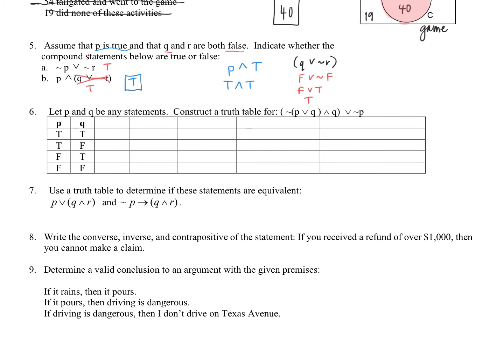All right, number 6. Let P and Q be any statements. Construct a truth table for... All right, so that's pretty elaborate. So we know that that's where we want to get. That's the end goal. So I'm going to put that in the last box. So that's going to be not P or Q, and Q, or not P.